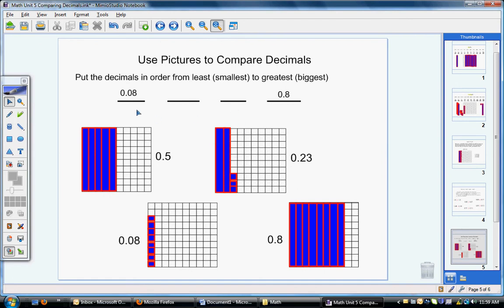So using my picture, I know that the smallest one is 8 hundredths. The next smallest one is 23 hundredths. Then we go to 5 tenths, and the biggest one obviously is 8 tenths. Drawing pictures can be a great strategy to help you to make sure that you've compared them correctly.